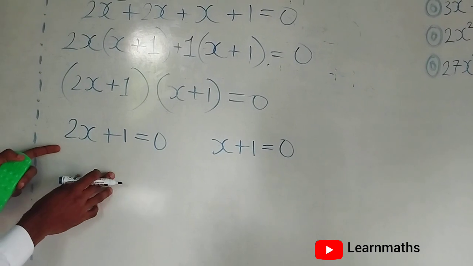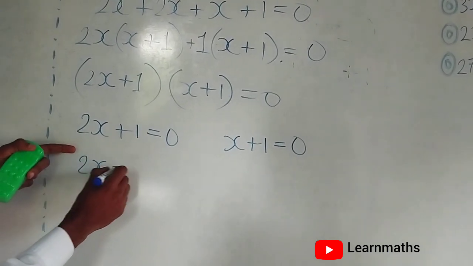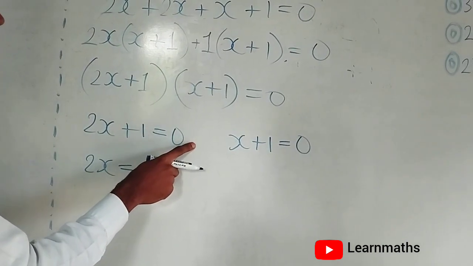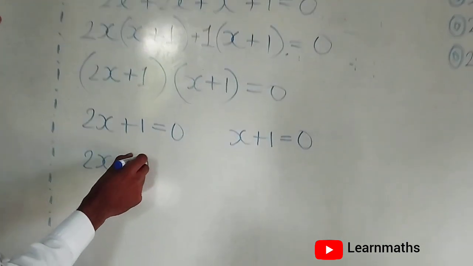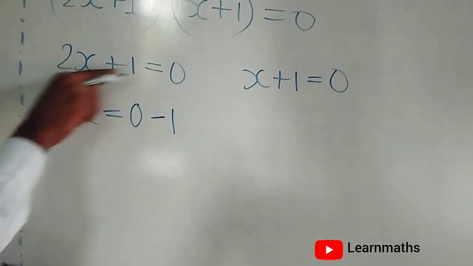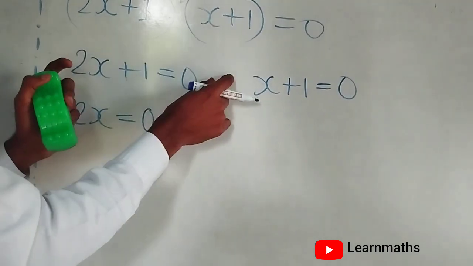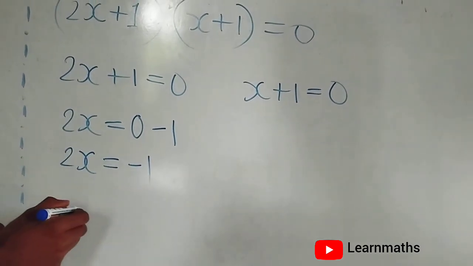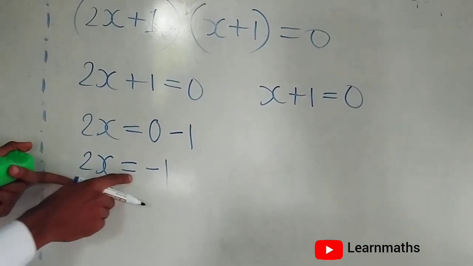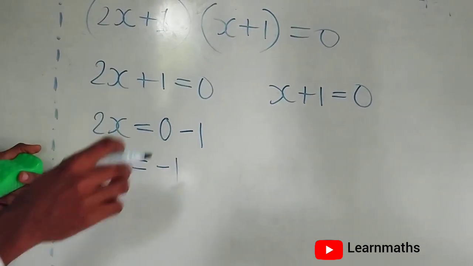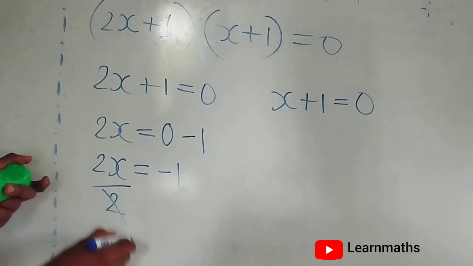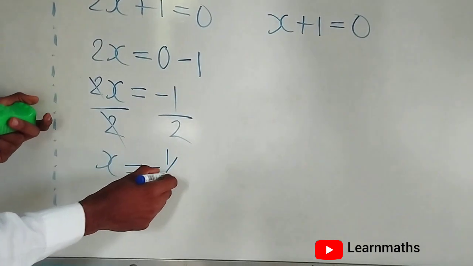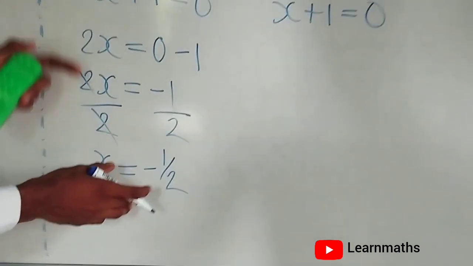So now that I've got to this point, I can say 2x is equal to, if I send this positive 1 over this equal to sign to the other side, it's going to become negative 1, that is 0 minus 1, right? 2x is equal to 0 minus 1, right? So we're going to have 2x equal to minus 1. Then, now that I've gotten 2x equal to minus 1, I can get the value of x by dividing through with 2. So x is going to be equal to the negative half, which is negative 1 over 2. That's the first value for x.